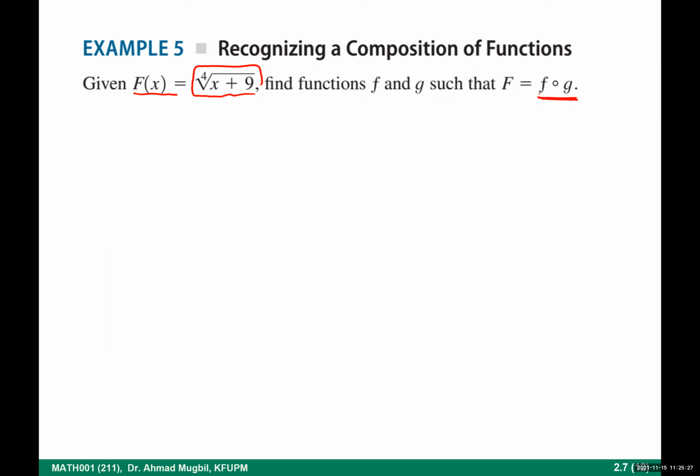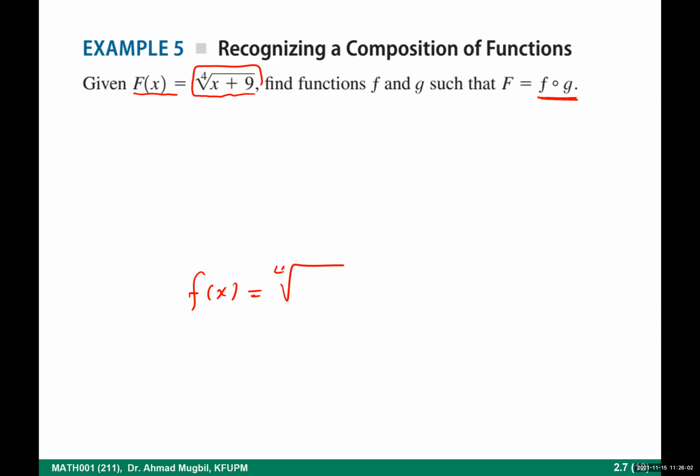Yes. I can say F of X is the fourth root of X plus 3, and G is X plus 3. This is X plus 6. No, no. You can check, by the way. You can say whatever you want, but check. Yes. It is not unique, by the way. There are many possibilities here. You can have many functions that compose to give this function.